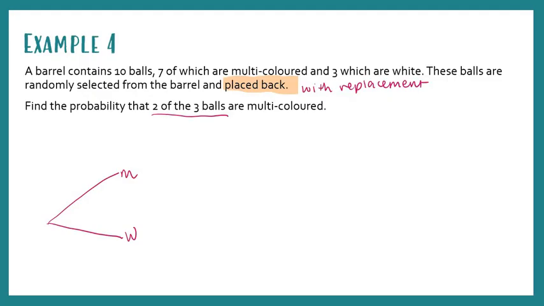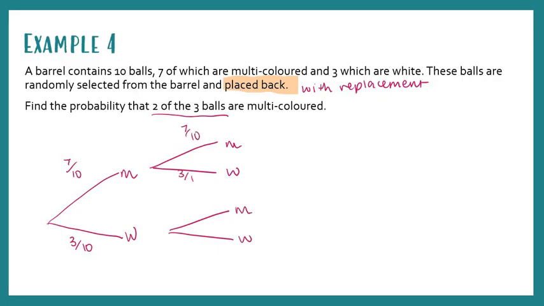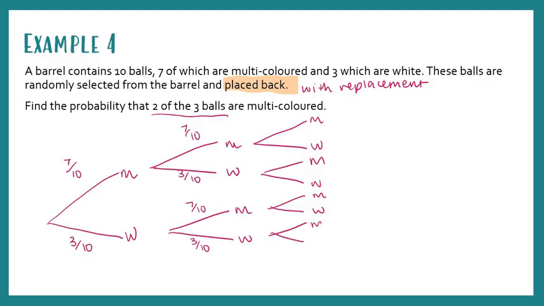But our chance of picking out a multicolored ball is 7 out of 10. And the chance of picking out a white ball is going to be 3 out of 10. And now because we're putting that ball back before we pick another one, those probabilities are actually going to stay the same. Okay, and then same for that third trial. Those probabilities are going to stay the same. Okay, and the way that we're going to find those total probabilities is to multiply along the branches.